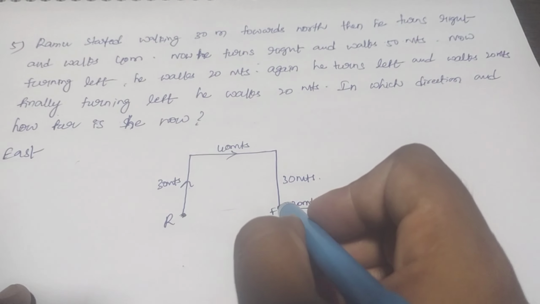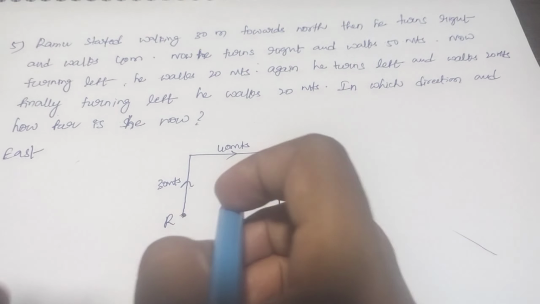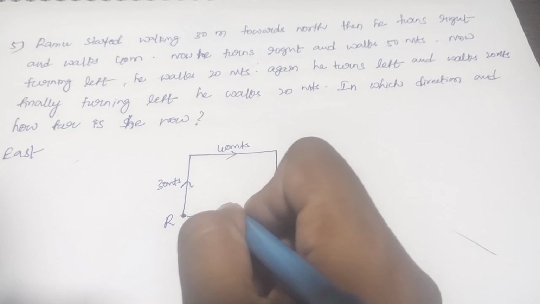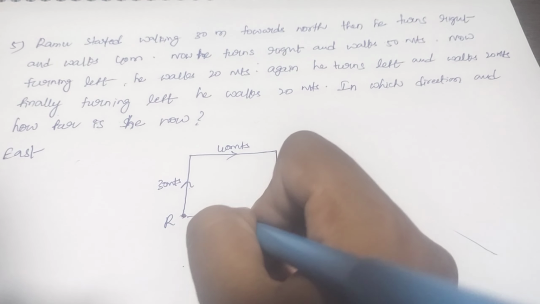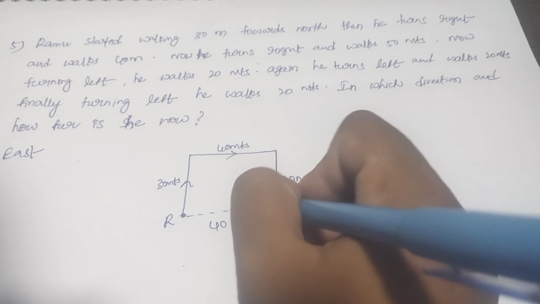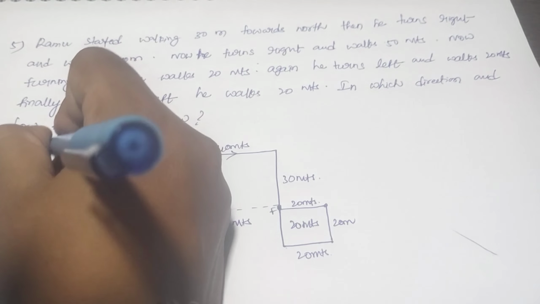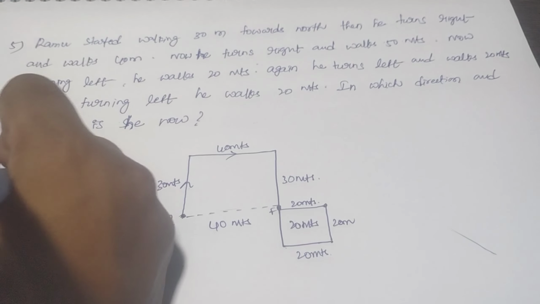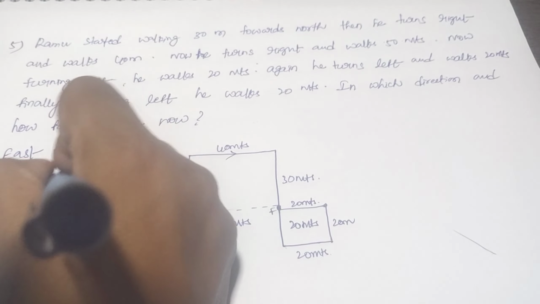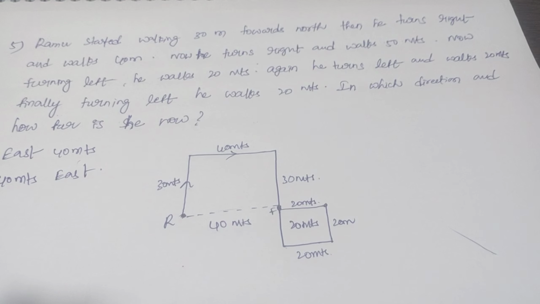And how far is he now? From here to here we have to calculate the distance. As we already know, this distance is equivalent to this distance. So it's 40 meters. Initial point to final point, the distance is 40 meters. So here what is the answer? 40 meters east is the answer for this question.